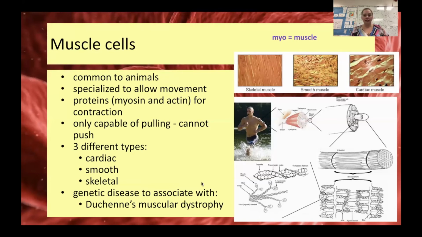There is one genetic disease I want you to associate with muscle cells, and this is Duchenne's muscular dystrophy, and we're going to talk about that a lot later. This is where the muscle cells, the protein in them, just kind of degrades over time, so the muscles don't work like they once did.